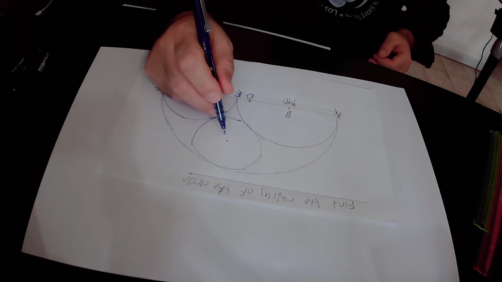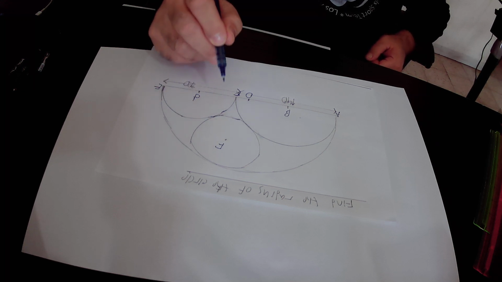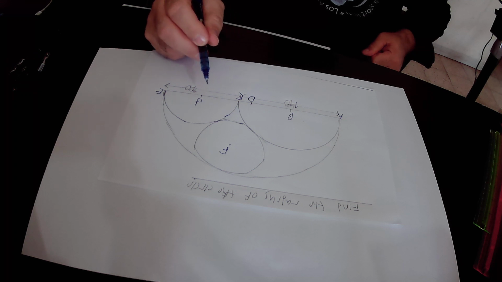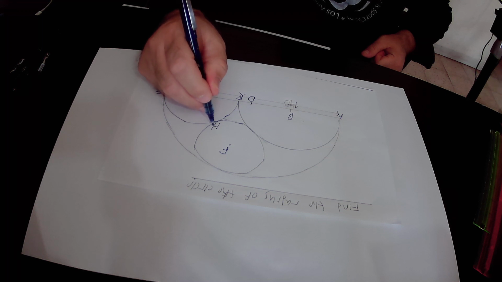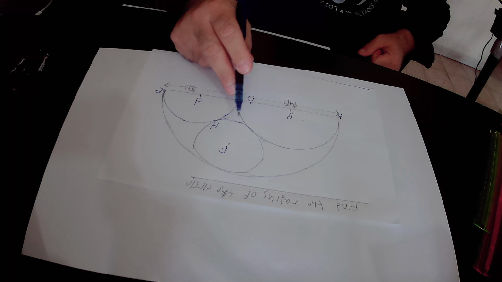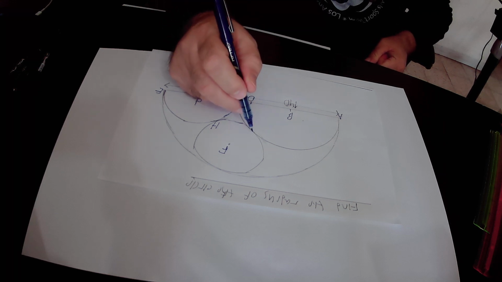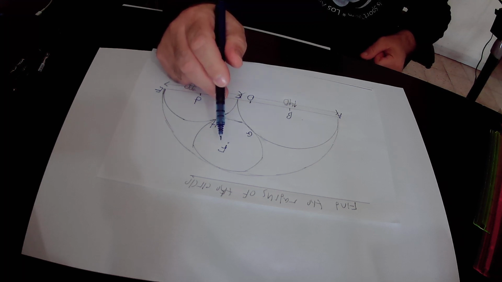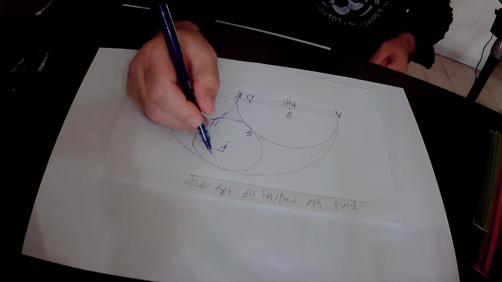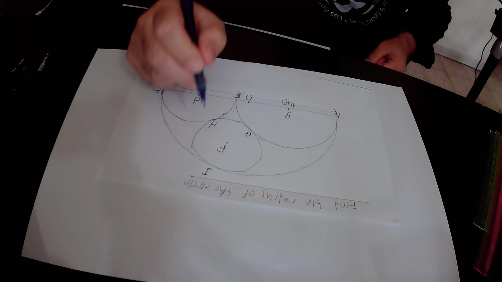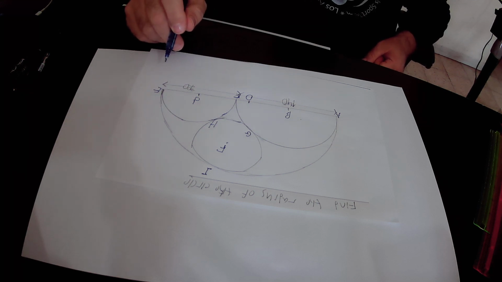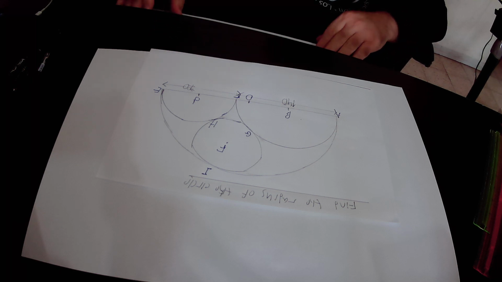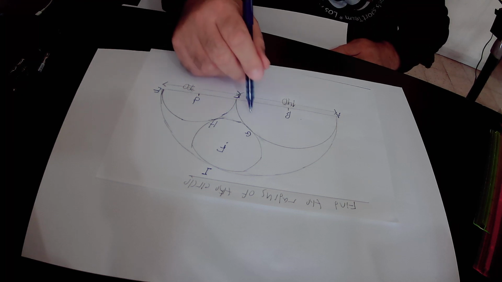We will define the center of this circle as F. We will define the touching point of this circle with this smallest semicircle as H, and we define the touching point of this circle with this semicircle as G, and we define the touching point of this circle with the biggest semicircle here at this point as I. And we will also define the radius of the biggest semicircle as capital R, and the radius of this small circle as r.